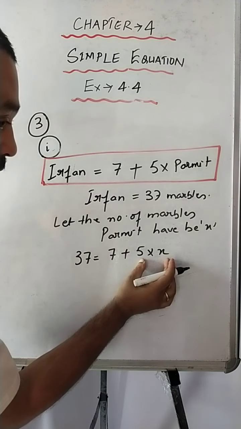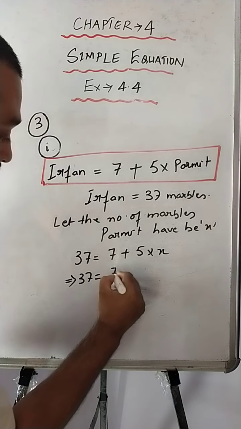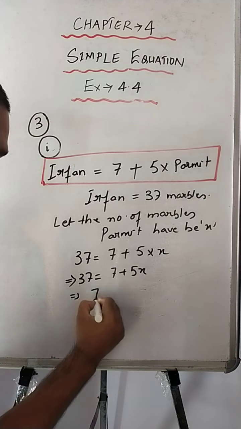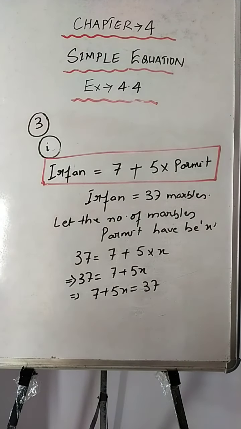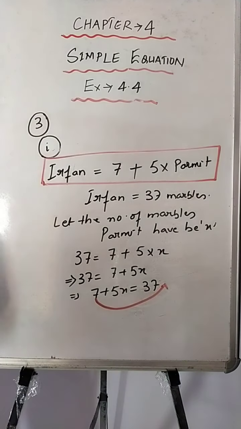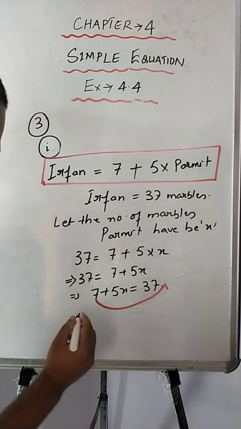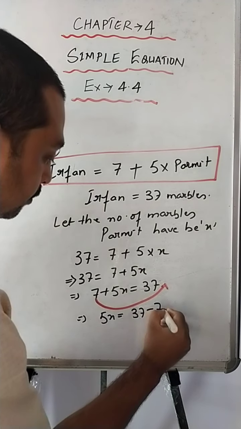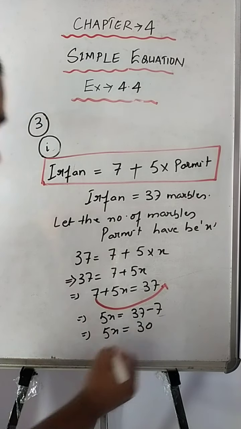What is the product of 5 into x? 5x, isn't it? Please do imply the multiplication sign. Now we can write this equation in a different form also. That means 7 plus 5x is equal to 37. What is the first thing that we have to transpose towards the right hand side? I hope you all remember, that means 7 we have to take towards the right hand side. So it will look like 5x equals 37 minus 7. So that would be 5x equals 30.